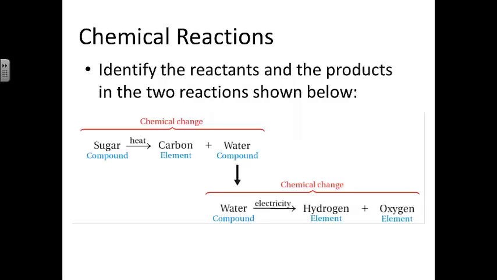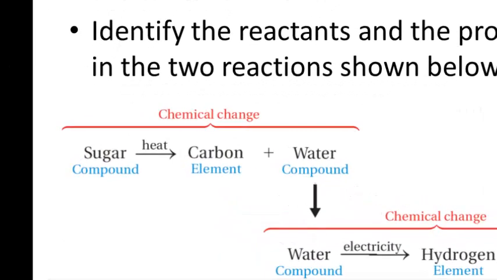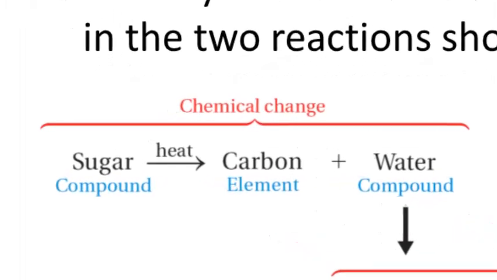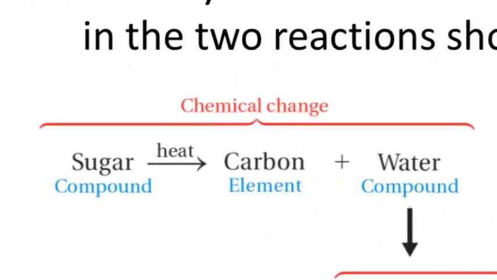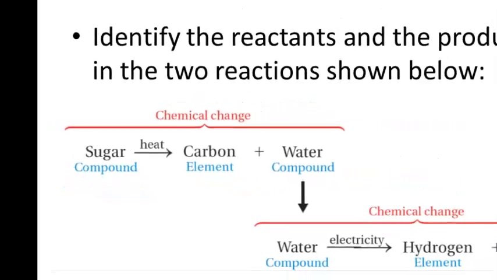So if I asked you to identify the reactants and the products in these 2 reactions shown below, could you do it? In the first reaction, we see sugar gets heated and breaks down into carbon and water. So we have things on the left, which are the reactants, what's going in. There's actually only 1 reactant in this reaction, sugar. And we have 2 products coming out, carbon and water.